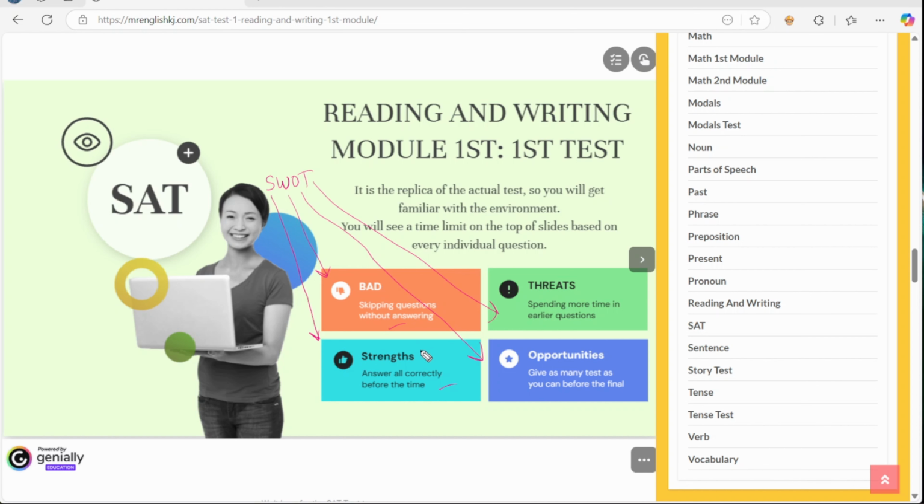So attempt every question. What will be the opportunity? Give as many tests as you can before the final. Meaning to say, take as many tests as you can. Watch as many videos as you can. Practice as much as you can. The threat will be spending more time on earlier questions, because on the earlier questions you don't get many marks.